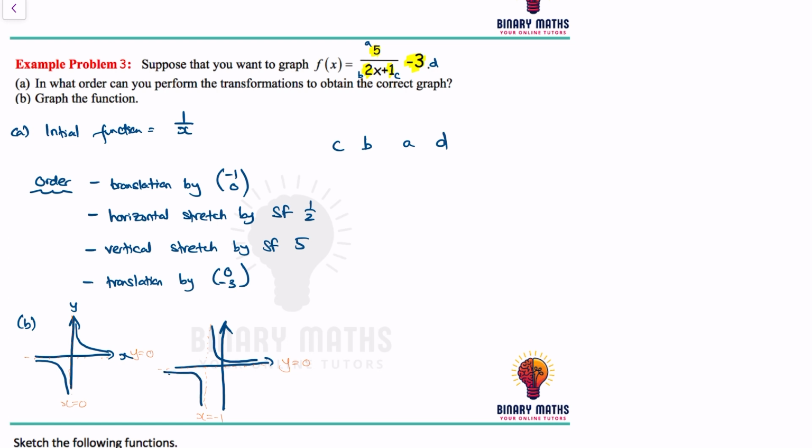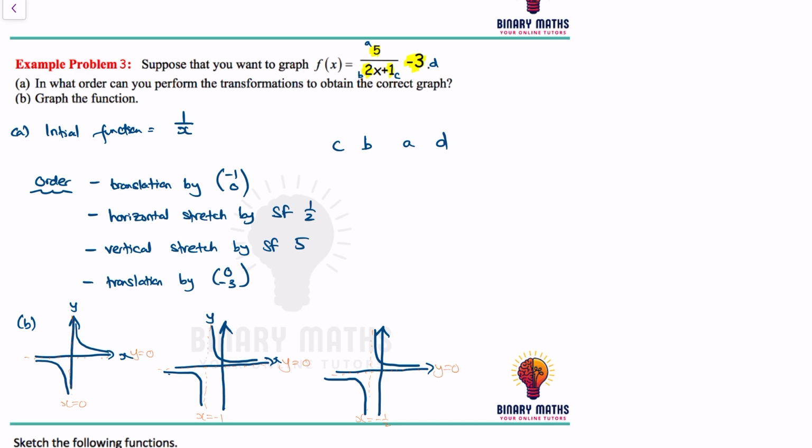Okay, next step is a horizontal stretch by scale factor 1/2. So horizontal stretch by, so this is x, sorry, and this is y. Horizontal stretch by scale factor 1/2 means my asymptote will no longer be x equals -1. It will be times by 1/2, so it's going to be x equals -1/2. My vertical one will be x equals -1/2, and my horizontal asymptote will still be the same, so it'll still be y equals 0. The shape, because we're not drawing to scale, will roughly be the same as the sketch here.